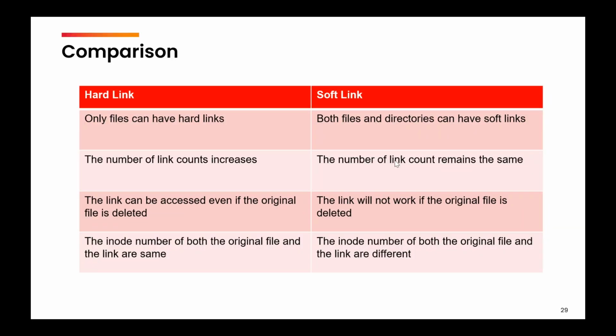So, to summarize, what are the differences between a soft link and a hard link? The hard link can be created only for files, whereas the soft link can be created for files as well as directories. When we create a hard link, the count of the number of links increases, whereas in the case of soft links, the count does not increase. In the case of a hard link, even if we delete the original file, the link will still work. But in the case of a soft link, if we delete the original file, then the soft link will not work. For a hard link, the inode number for the link as well as for the file are the same, whereas in the case of soft links, the inode numbers for the file and the soft link are different.